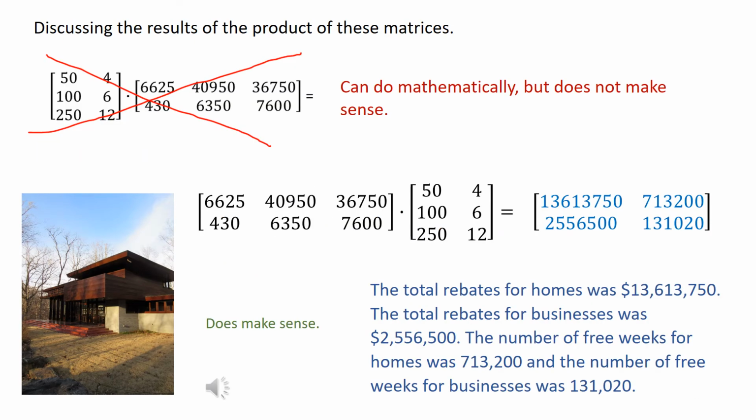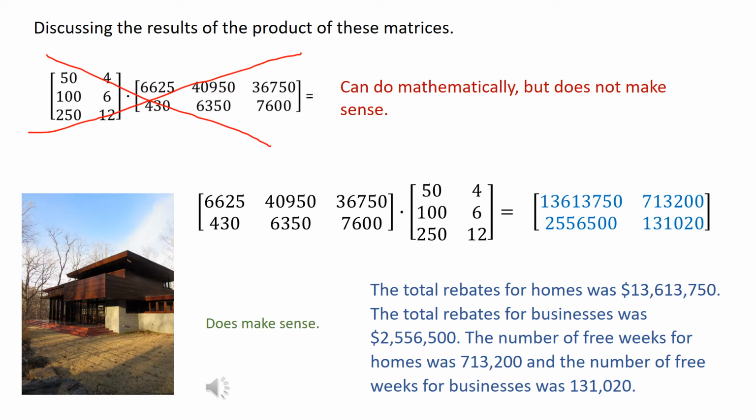Again, when you're multiplying matrices, you're treating the first matrix in the product as if it has row vectors, and you're treating the second matrix in the product as if it has column vectors. So the number of columns of the first matrix has to match the number of rows of the second matrix.